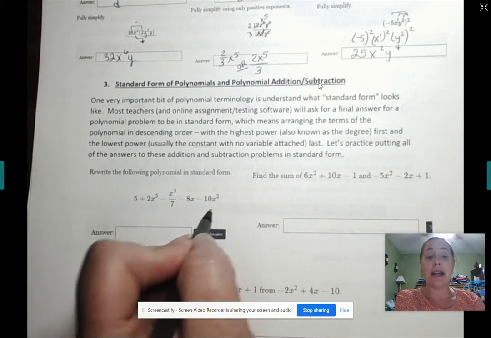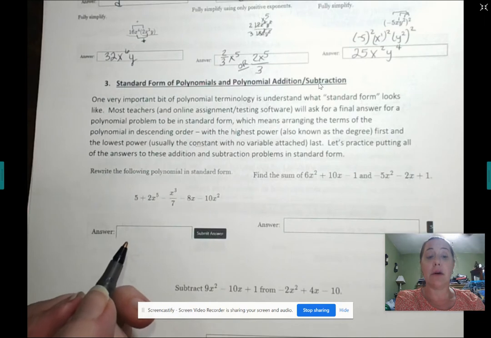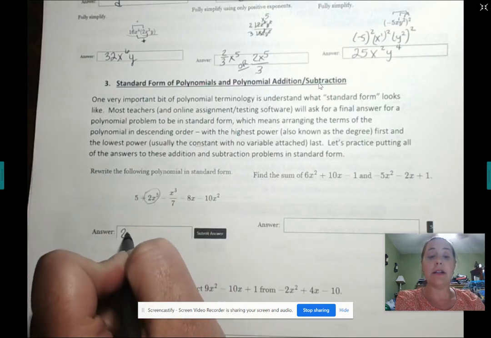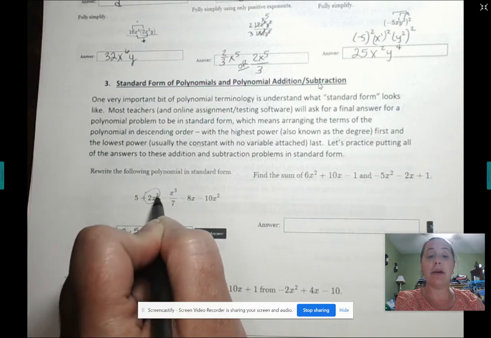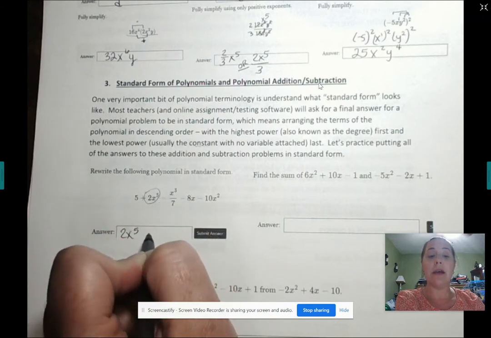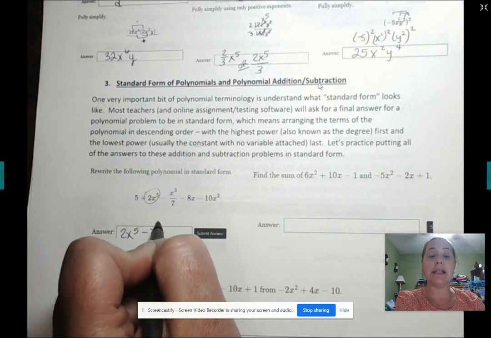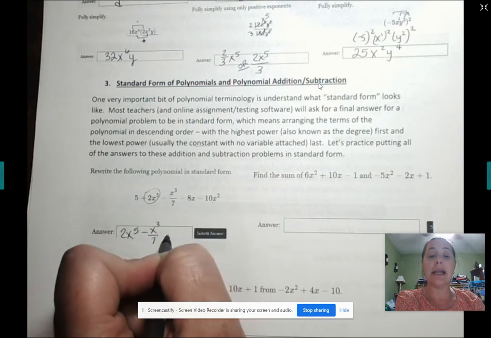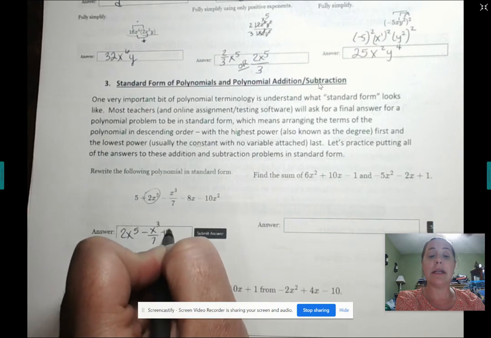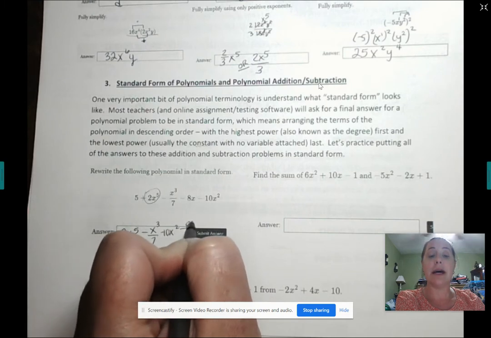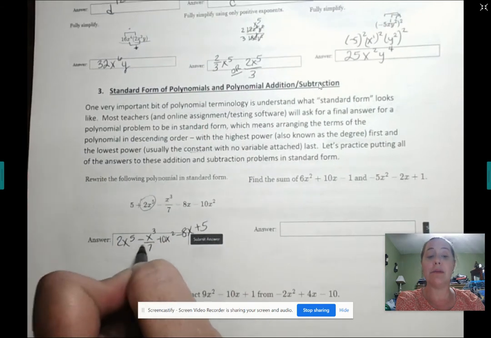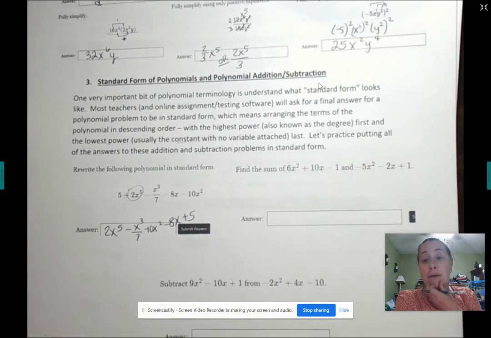So can we rewrite this in standard form? Look for the highest power. That would be this one. That should be written first. Look for the next highest power after a 5, and it's a 3. So even though this is a fraction, it's still got a third power, so it will come next. The next thing, that's the next highest power, is an x squared, followed by 8x, followed by a constant. And this would be rewritten in standard form.